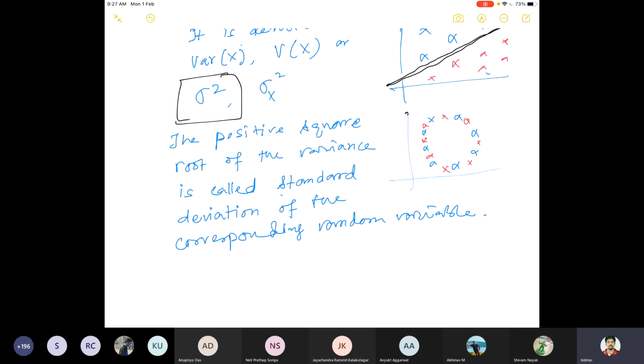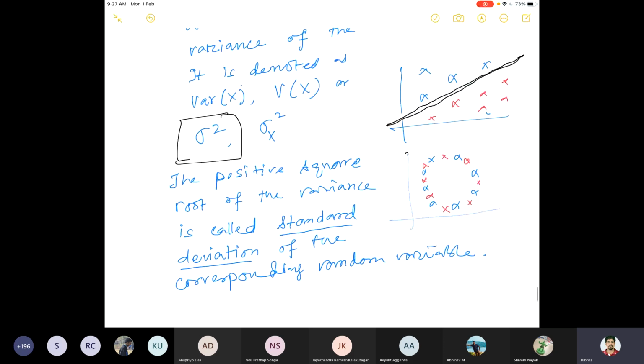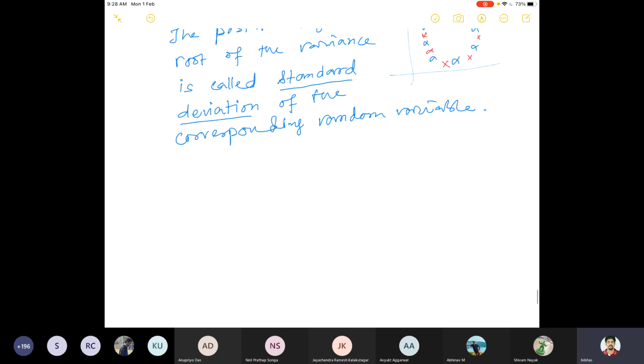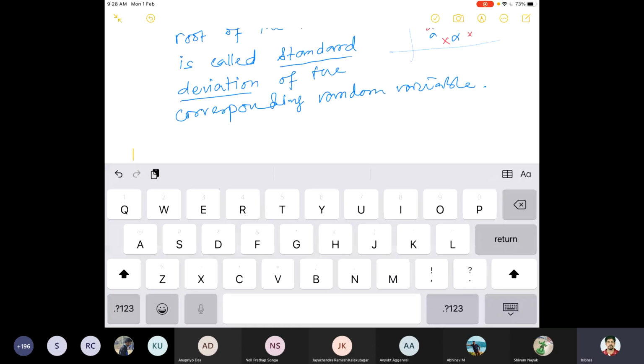Yes, sir. Okay. So the positive square root of the variance is called the standard deviation. Since we denoted the variance as sigma square, the standard deviation will be denoted by sigma. That's it. Now I'll tell you why this quantity, the variance, is important. Let me draw some picture first. Let us say I have a PDF which looks like this.